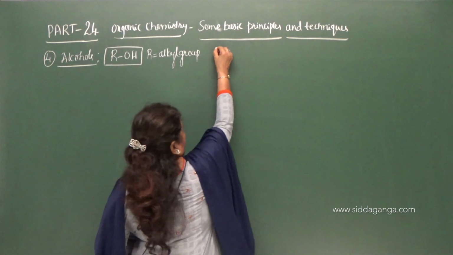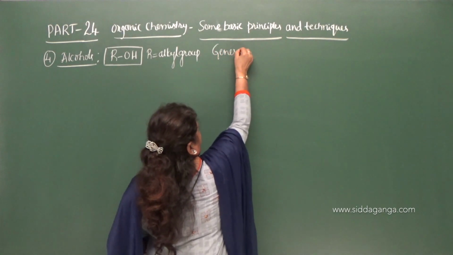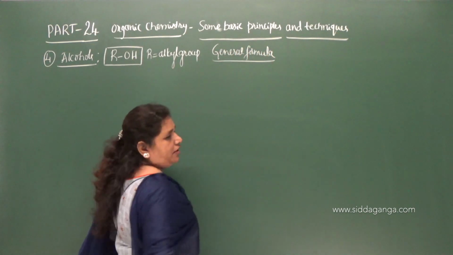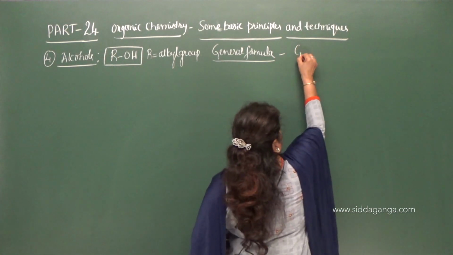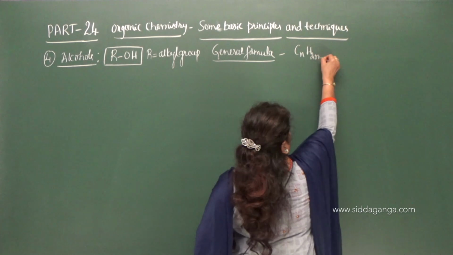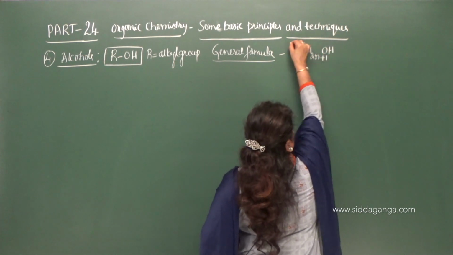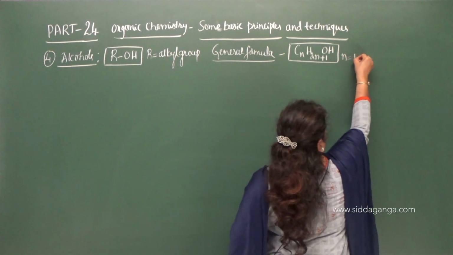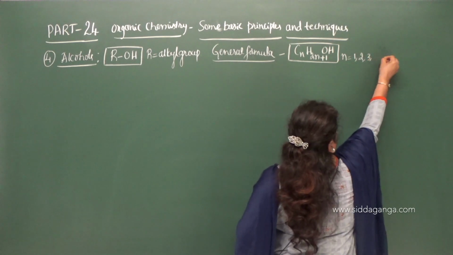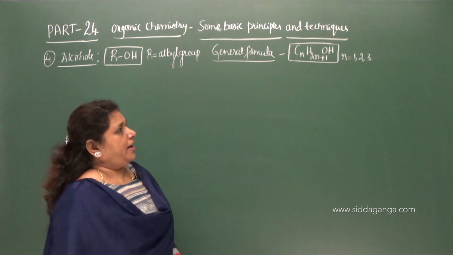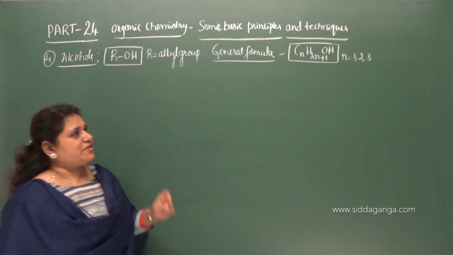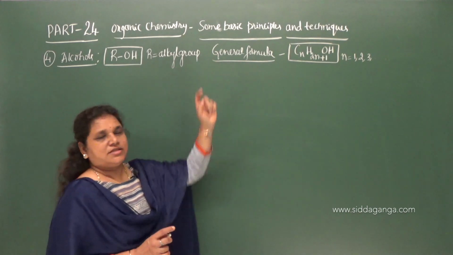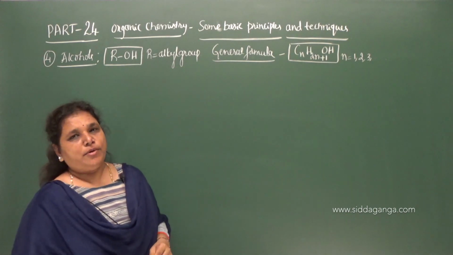Then what is the general formula? The general formula of the alcohol series is CnH2n plus 1 OH. N starts from 1, 2, 3, etc. So, the number of carbon atoms starts from 1, because the first member contains 1 carbon atom. So, this is the general representation and this is the general formula, as it forms a homologous series.